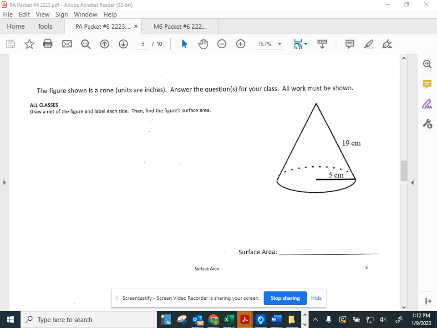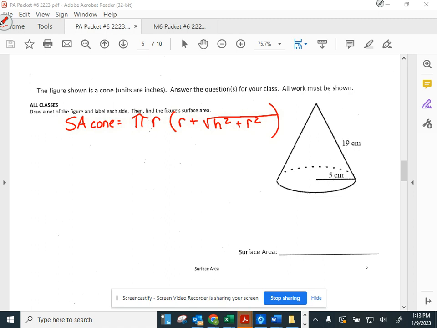And everybody's going to want to write this down because the formula for the surface area of a cone, it's a lot to it. So here is the formula for the surface area of a cone. Surface area of the cone equals pi times the radius. And then we're going to have a whole lot in parentheses. We have the radius plus the square root of the height squared plus the radius squared.